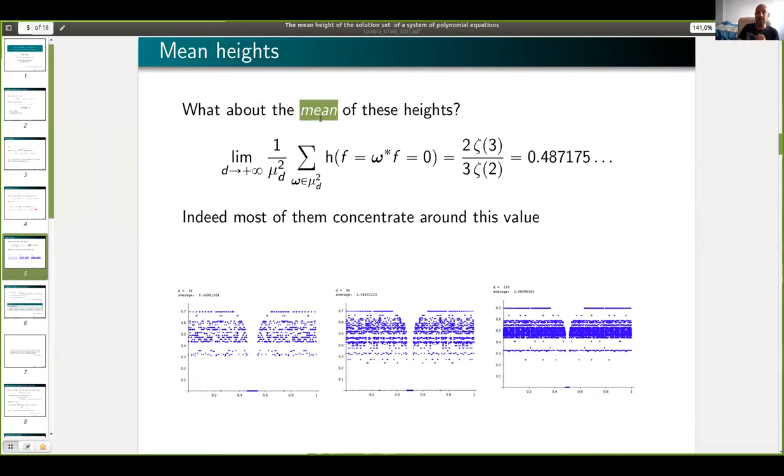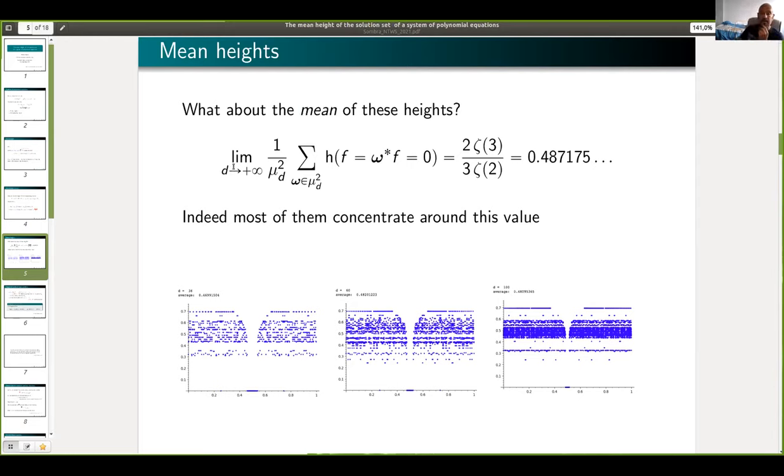So for instance, I consider the mean. That is, I will look at all roots of unity of increasing order, and then I will compute the mean of the given heights, and try to see if the limit exists. So the answer in this case is yes.